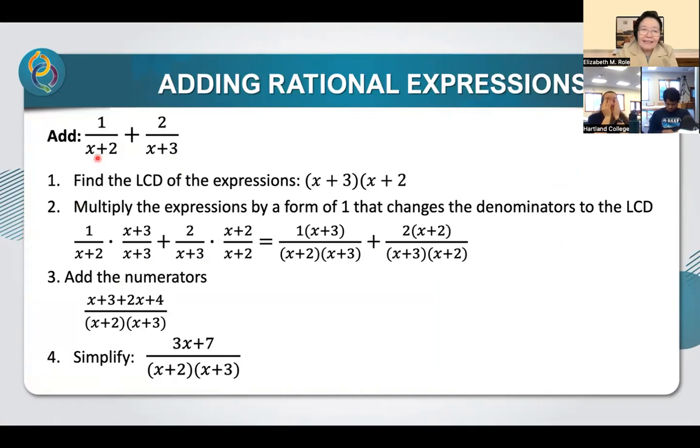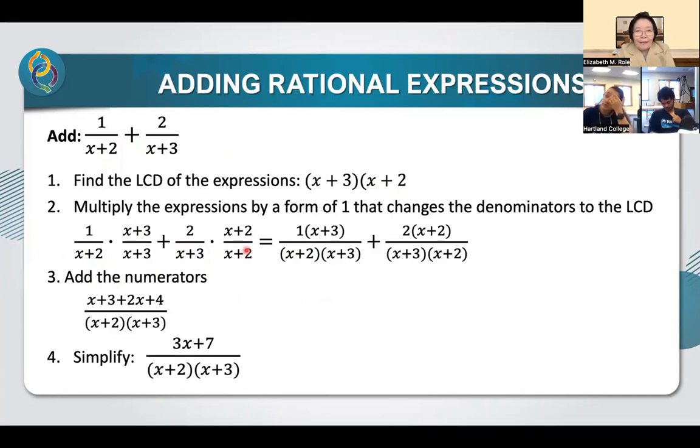Now, the fact that x plus 2 and x plus 3 are totally different, there's nothing common between them, then we know that the product of x plus 2 and x plus 3 will already be your least common denominator. So to make sure that the denominator will be the same, we multiply 1 over x plus 2 by x plus 3 over x plus 3. You're actually just multiplying by 1, so you are not actually changing anything. And then you multiply 2 over x plus 3 by x plus 2 over x plus 2.